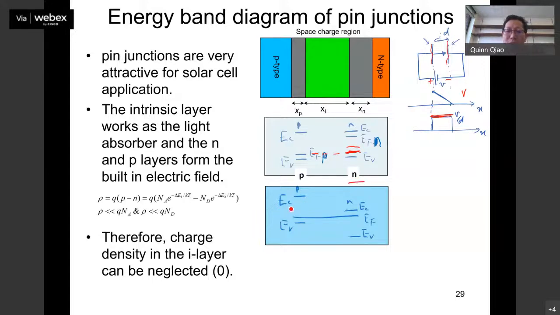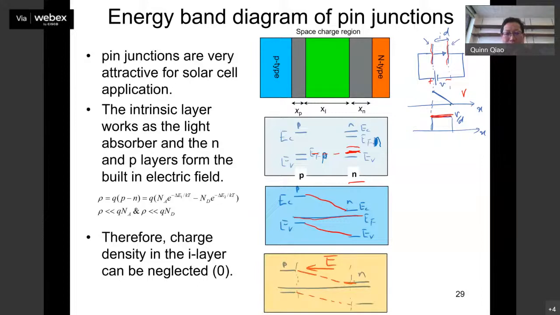EC, you see the EC is here on the left side. Once it becomes flat, the whole EC and EV move down. And then if you collect them together, this is what you see inside the I layer. Inside the I layer, you see the potential drops, and then the electric field is almost constant. You have the built-in potential divided by the thickness of that I layer, and you get the electric field, which is almost constant. So that's what you see here.